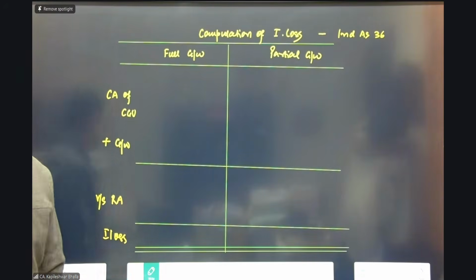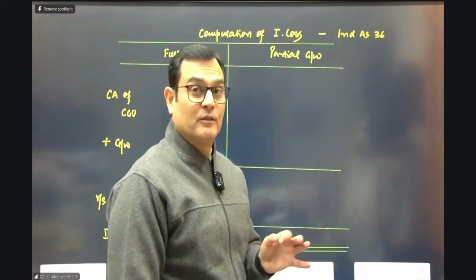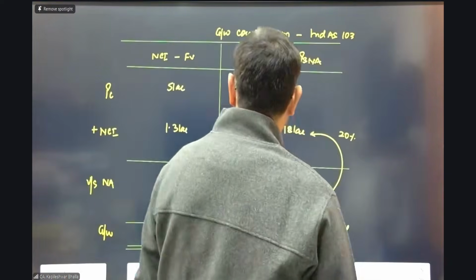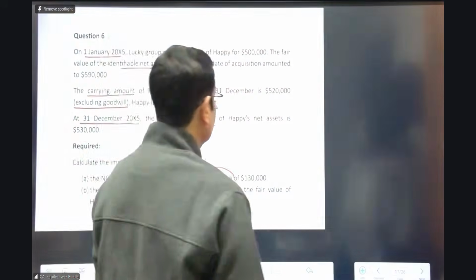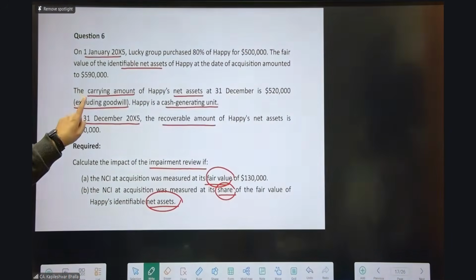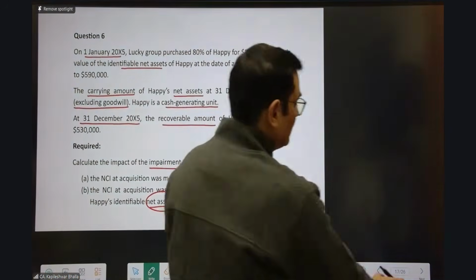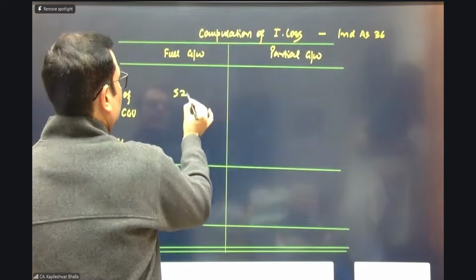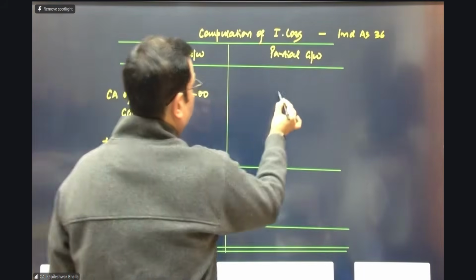I think it's now time to put some questions to you based on this calculation. So let's go back and see what the carrying amount of the CGU is. Very clearly, I'm given that the carrying amount of the CGU is 5,20,000 excluding goodwill. So the carrying amount of the CGU excluding the goodwill is 5,20,000 in both cases.